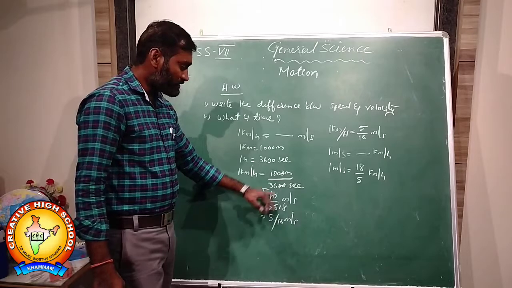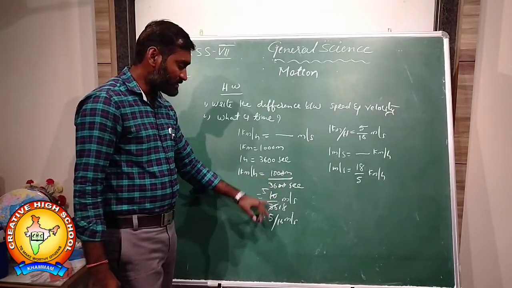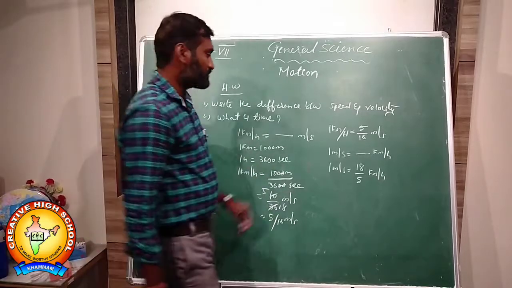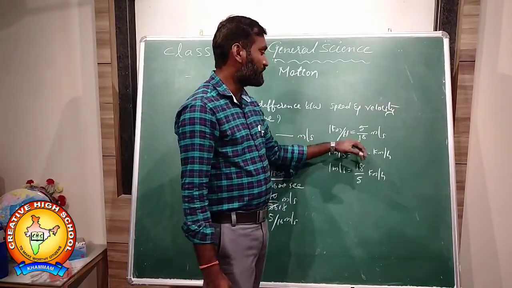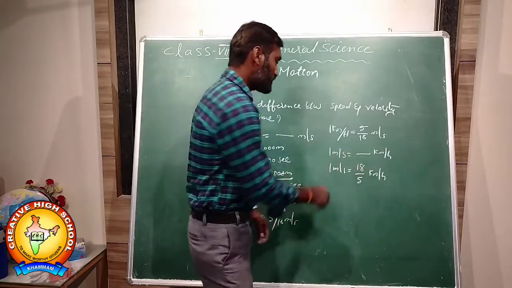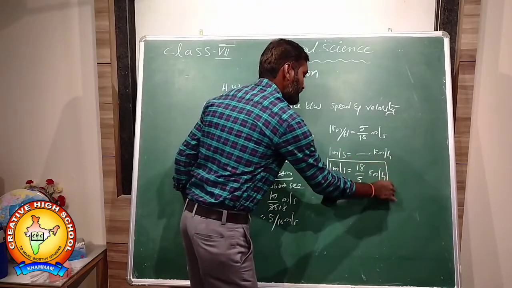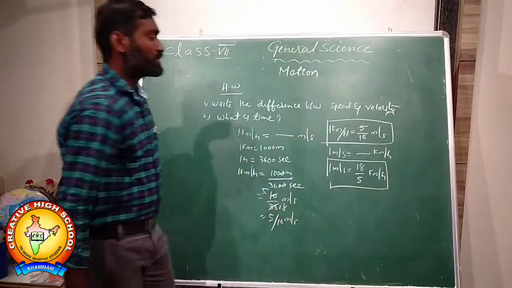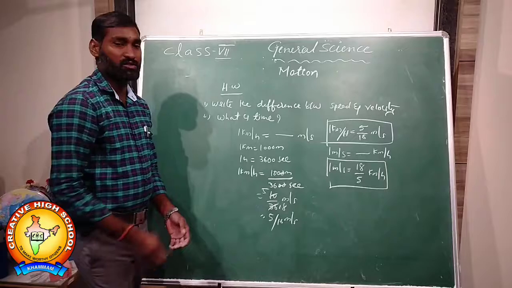2 zeros get cancelled here. 10 by 36. 2 5s are 10, 2 18s are 36. 5 by 18 meter per second. 1 kilometer per hour equal to 5 by 18 meter per second. 1 meter per second equal to dash kilometer per hour. So 1 meter per second equal to 18 by 5 kilometer per hour. They are the two important bits. They will ask questions.